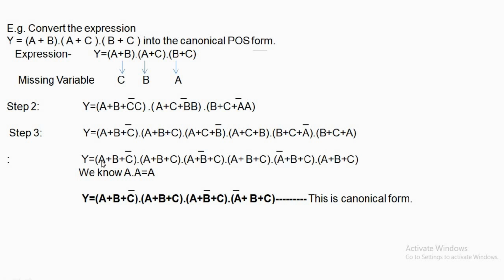Now after simplifying or rearranging this equation, we can get this equation. So from this equation, a plus b plus c terms are 3. So by rule, we can reduce it to only one term. So your equation becomes (a plus b plus c bar), (a plus b plus c), (a plus b bar plus c), (a bar plus b plus c). So in this way we get canonical form.